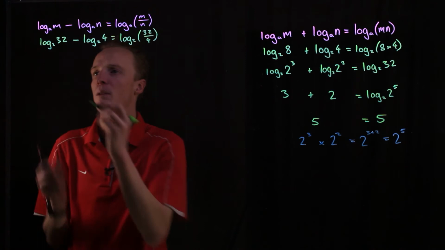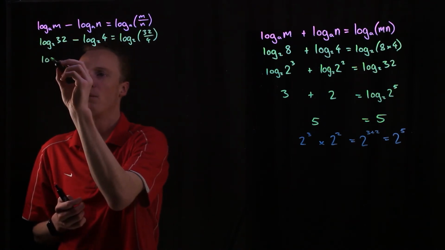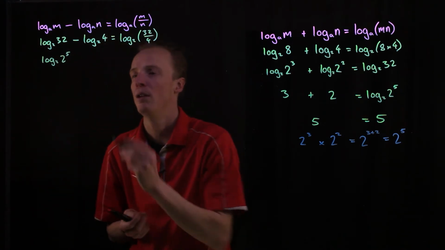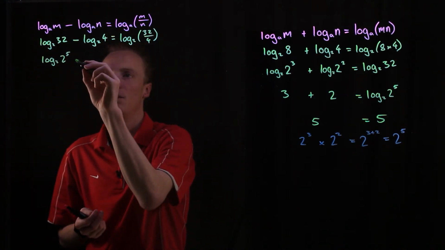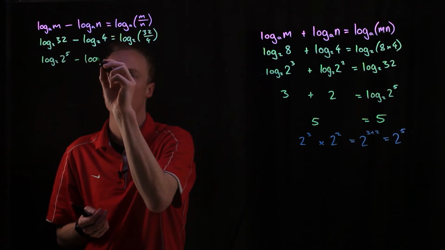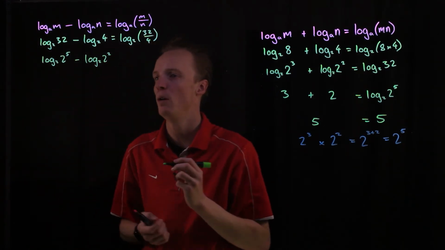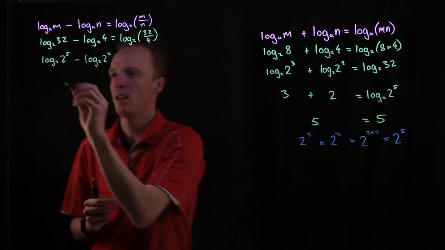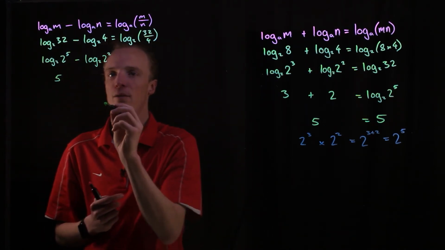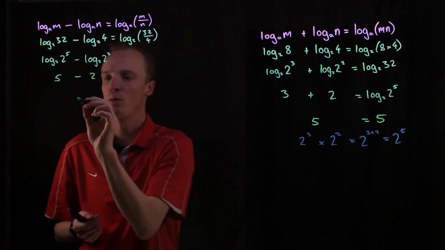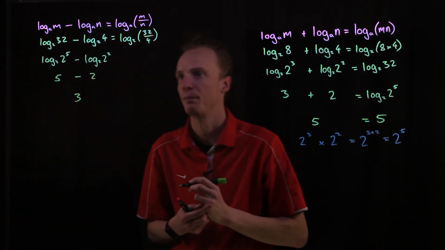So rewriting this with a base of 2, well, that'll be the logarithm base 2 of 2 to the power of 5. This one here, well, that'll be the logarithm base 2 of 2 to the power of 2. 2 to the power of 2 will equal 4. So that means this here is equal to 5. This here is equal to 2, so it'll be 5 subtract 2, which will be equal to 3.